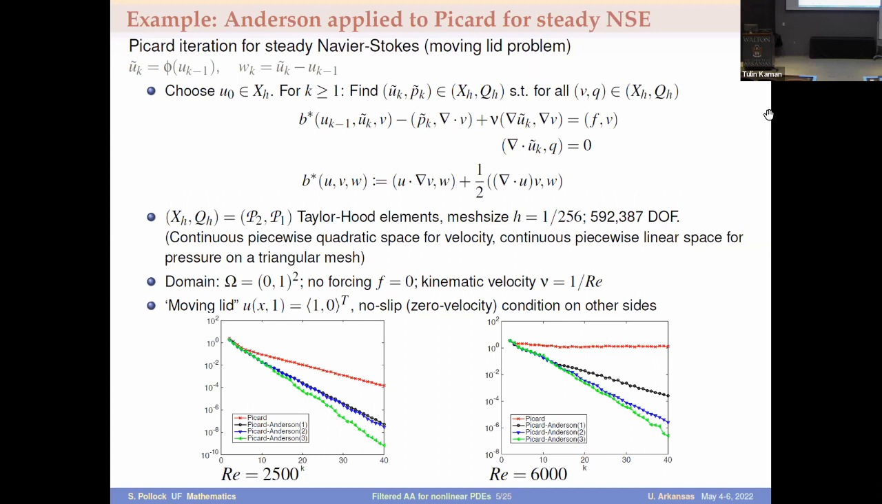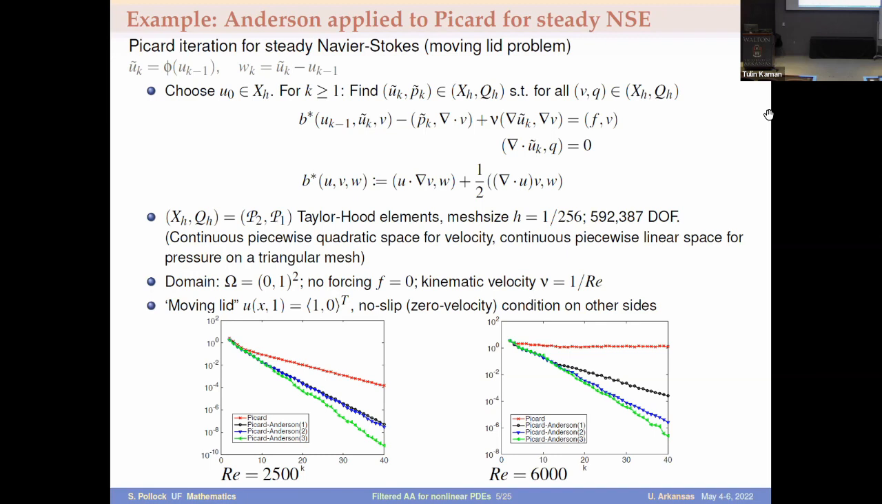So here's a motivating example. This is a Picard iteration for a steady Navier-Stokes. I won't go into detail about this. It's a finite element discretization, but when the Reynolds number is sufficiently low, the iteration is contractive. When the Reynolds number is sufficiently high, you're in a more turbulent regime, and the iteration is not contractive. So in the contractive regime, here we're applying Anderson with depths 1, 2, and 3, and you see it actually does improve the convergence rate.